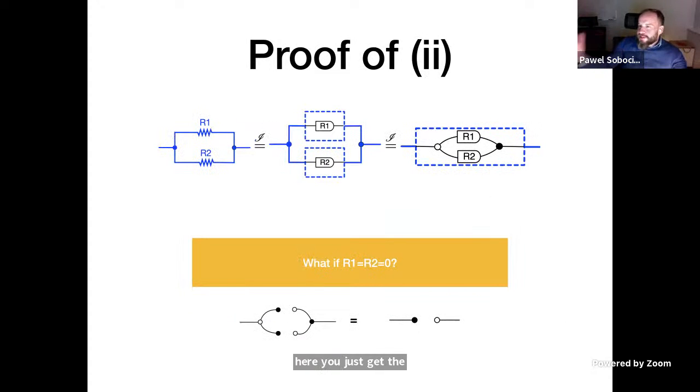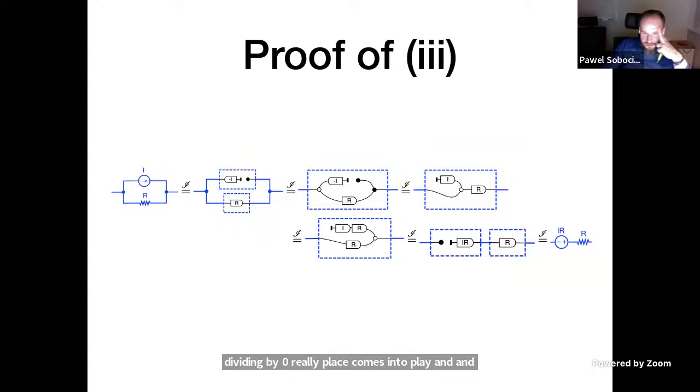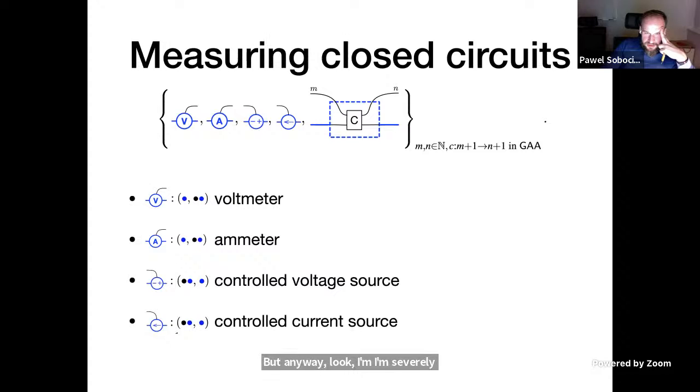Okay, so this is an example where dividing by zero really comes into play and actually derives something meaningful, right? Which I find cute. But anyway, look, I'm severely out of time, so let me just summarize here. The point is that we can improve this technology of impedance boxes to allow things like string diagrams escaping impedance boxes, allowing us to define additional elements like voltmeters, ammeters, control voltage sources, control current sources, and then really open up closed circuits and start measuring things, right?